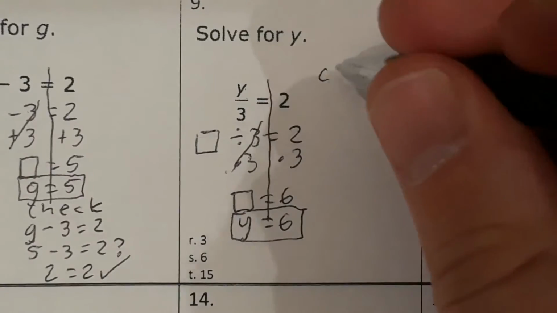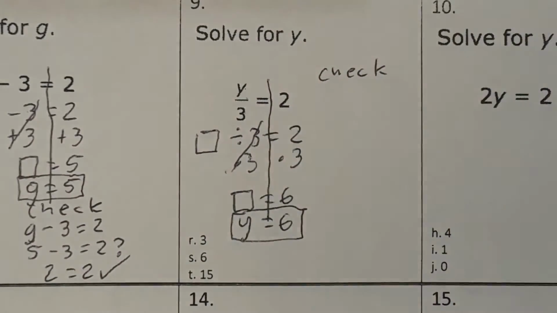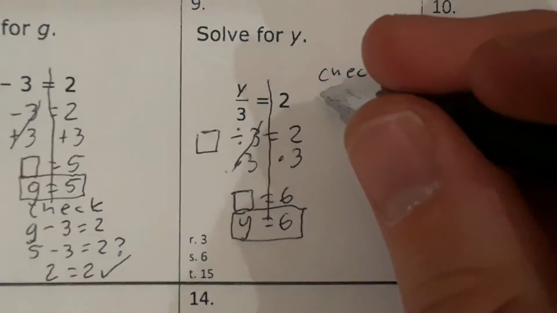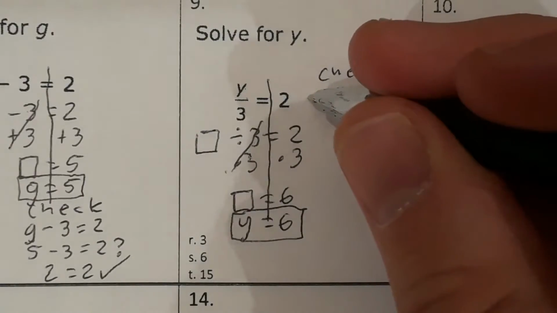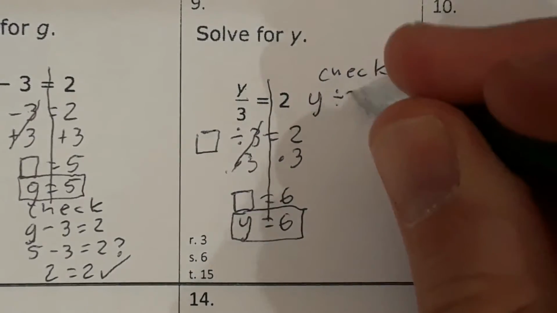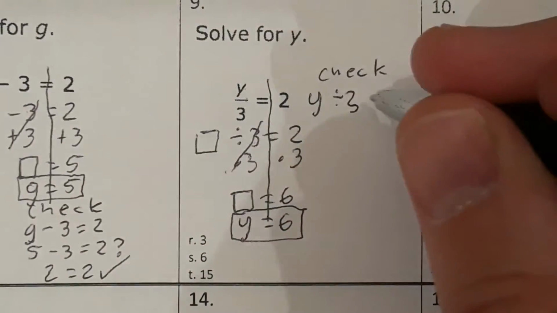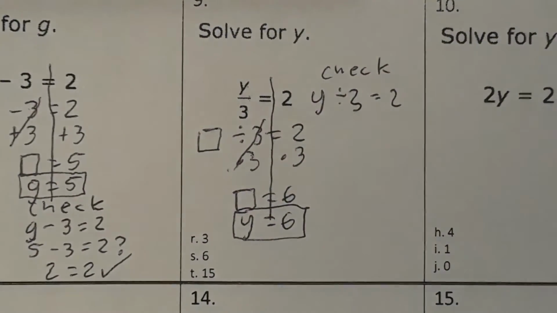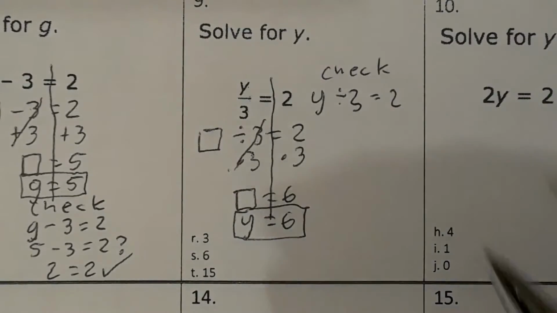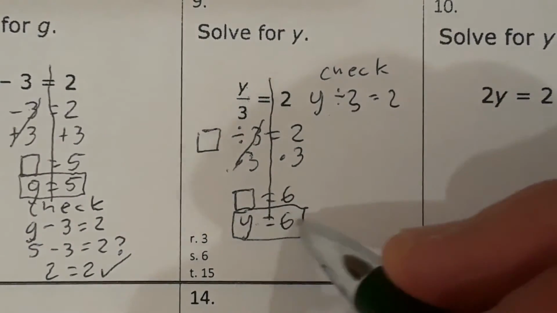All right, here we go. Check. So we have room on the other side now for the check. Same equation. I'm going to write it the other way though. So let's go y divide 3. Because remember, fractions are divide. Y divide 3, careful painter, equals 2. So plug in 6 for y.